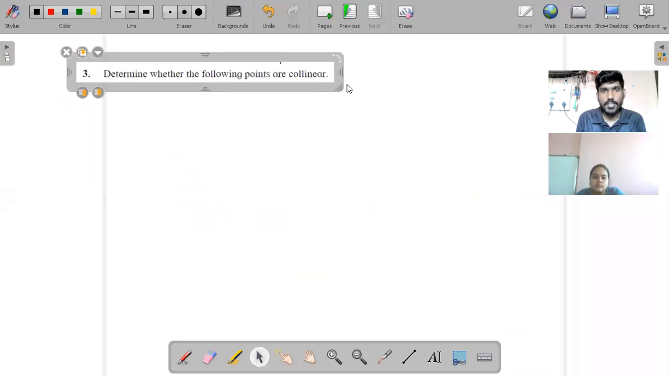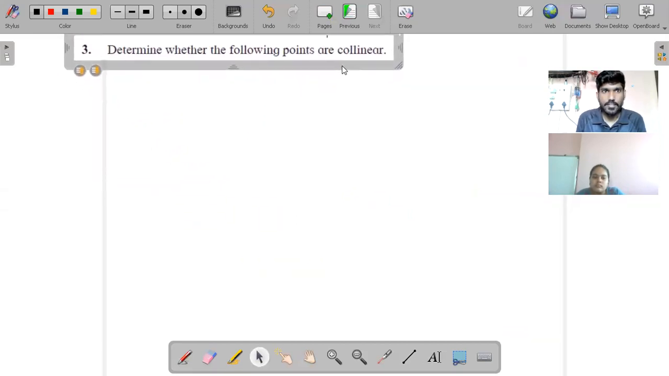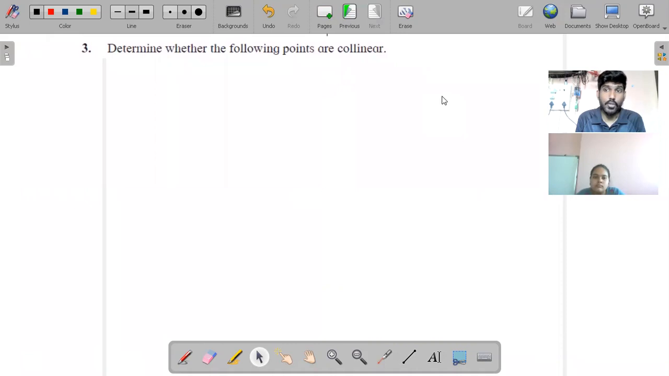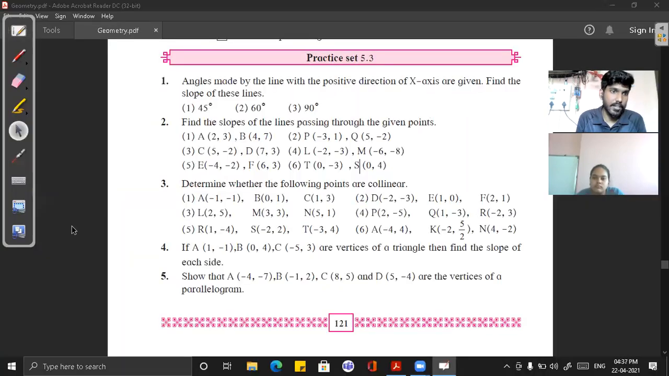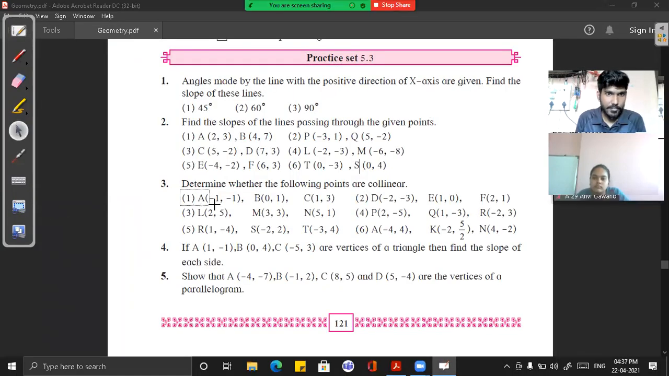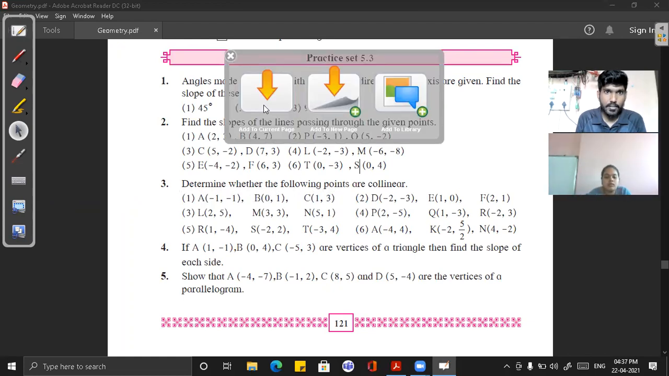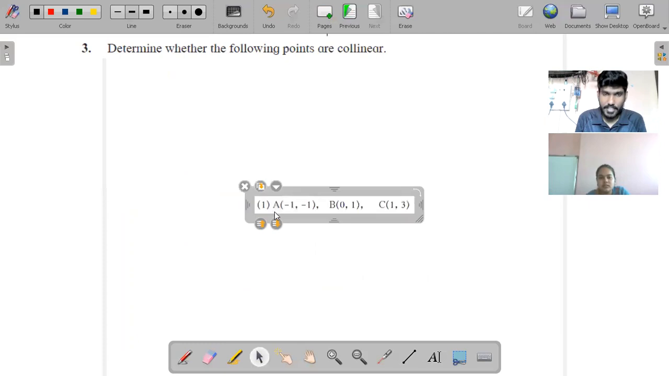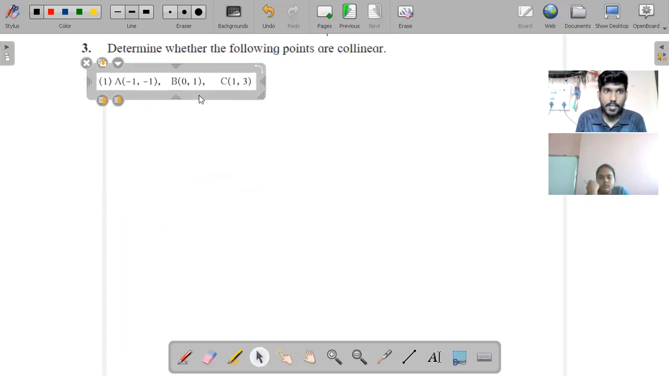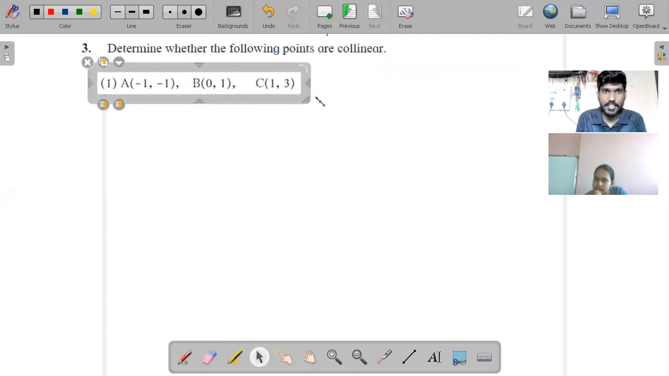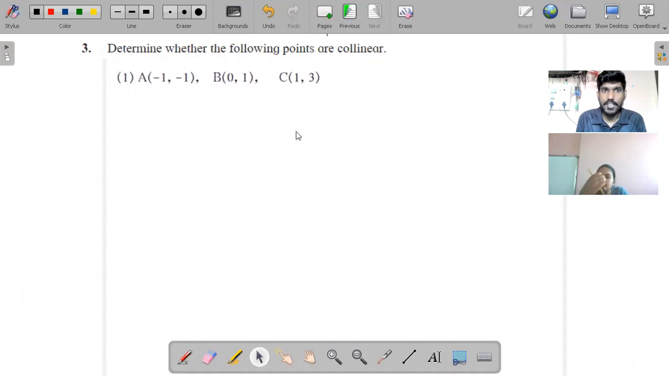If you read the question properly, it says, determine whether the following points are collinear. What is the meaning of collinearity? You remember? Whether they lie on a straight line or not. If all these 3 points lie on a straight line, then we'll say that these 3 points are collinear.